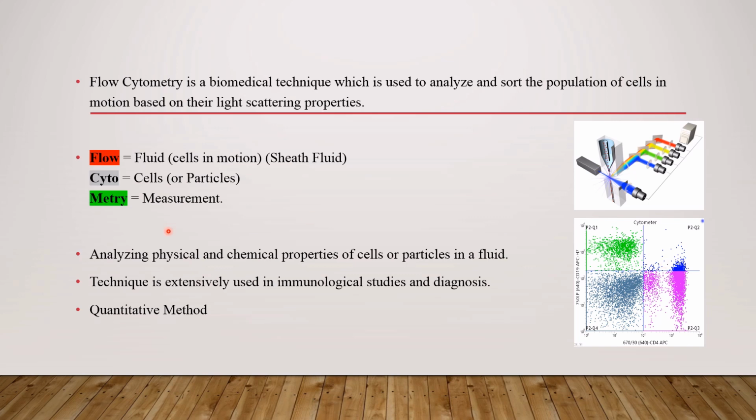So what is flow cytometry? You can divide the term into 3 parts. Flow means sheath fluid or cells in motion. Cyto is cells and metry is measurement. So flow cytometry is a technique where you analyze the physical and chemical properties of cells based on their light scattering properties. The technique is extensively used in immunological studies and diagnostic purposes. It is a quantitative method because you can analyze up to 1000 cells per second, and it's a multi-parameter instrument.